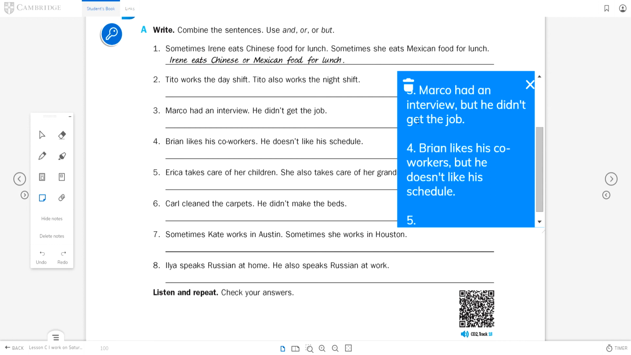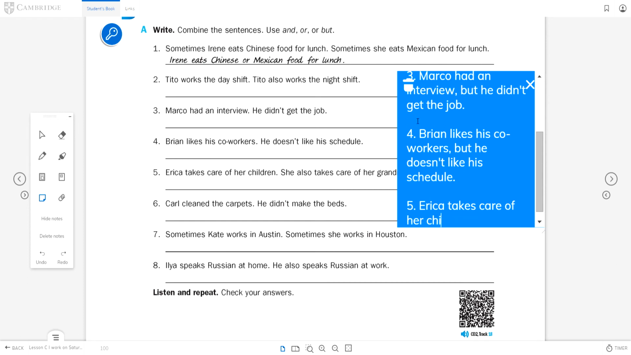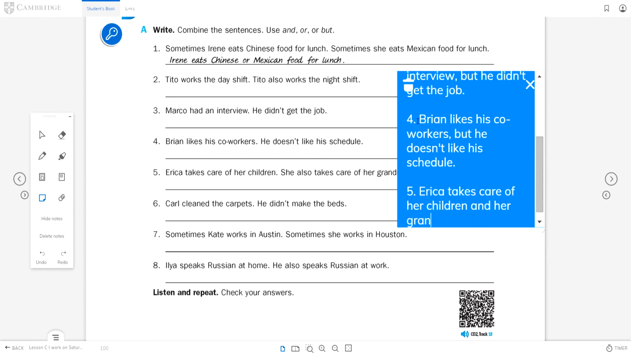Erica takes care of her children. She also takes care of her grandmother. The idea is the same idea but addition, right? So Erica takes care of her children and her grandmother. That's it. Simple, right?